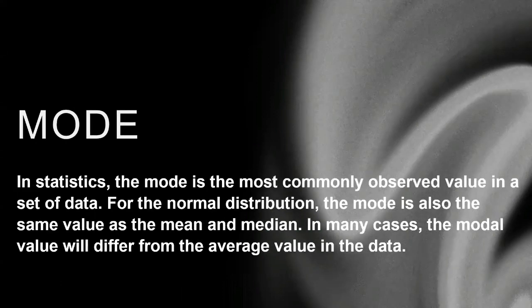Then we have mode. In statistics, the mode is the most commonly observed value in a set of data. For the normal distribution, the mode is also the same value as the mean and the median. In many cases, the modal value will differ from the average value in the data. And yes, this is about the mode.